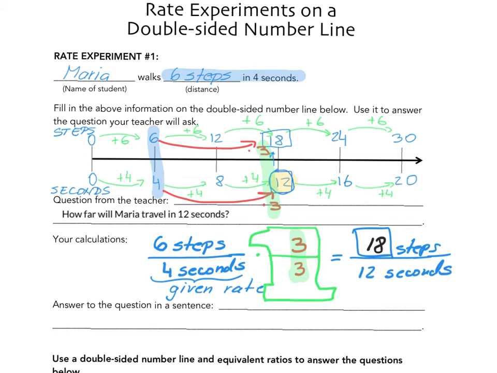And we're going to write down the answer sentence. So the question was, how far will Maria travel in 12 seconds? So I'm going to write down my answer sentence is: my calculations show that Maria will travel 18 steps in 12 seconds. So make sure you have all the notes taken in your blue workbook, or if you don't have a workbook, in your graph paper notebook.